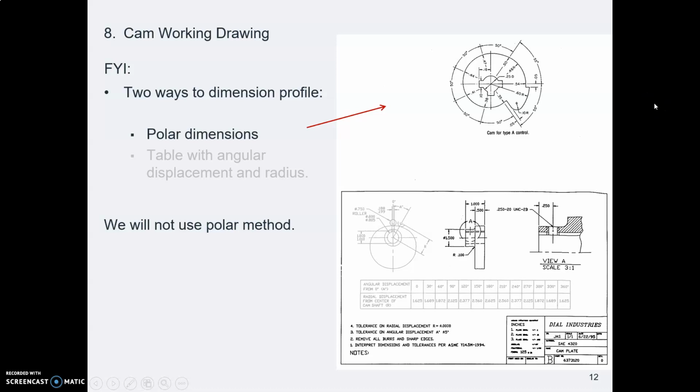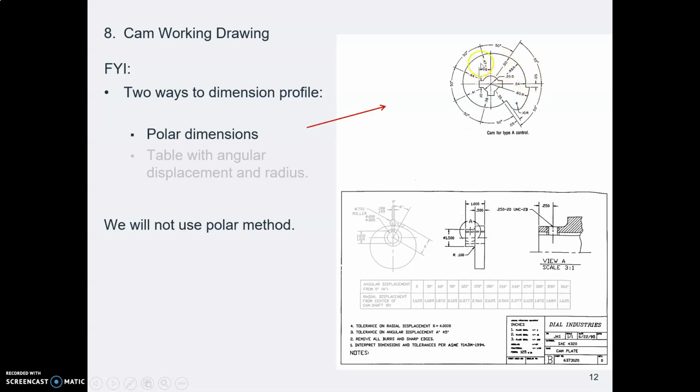Now for dimensioning your cam drawing, this is a working drawing, which means someone in the machine shop will be using this drawing to make the cam. There are two methods for dimensioning a cam. Here's the one we're not going to use, but just be aware you could do that.